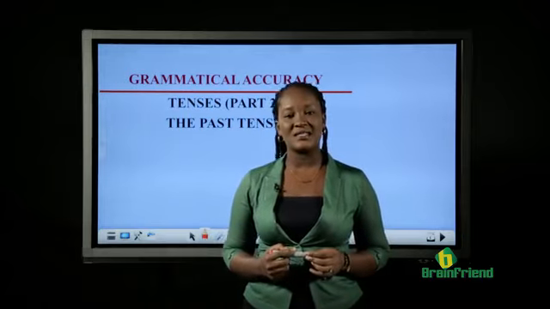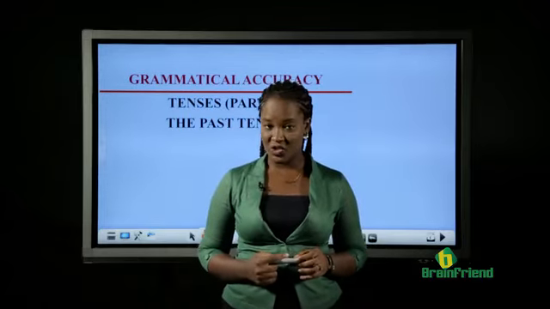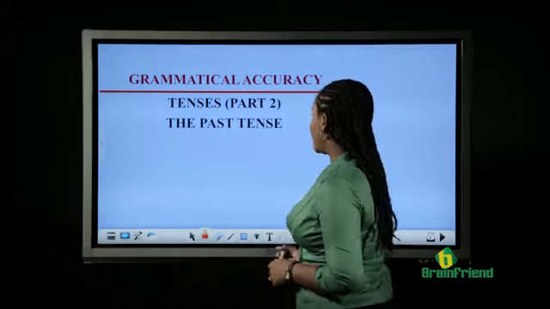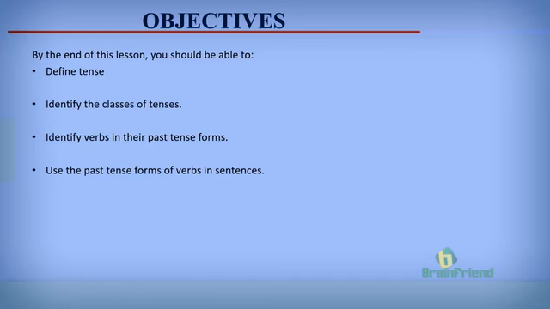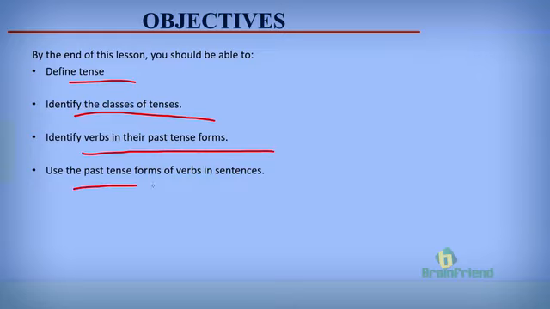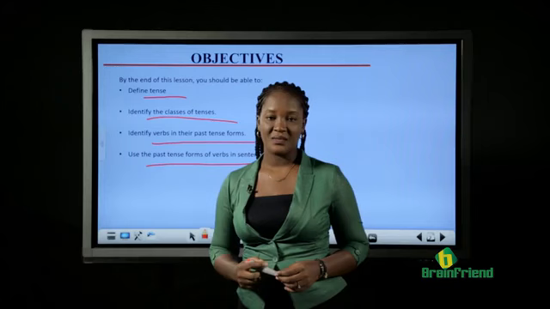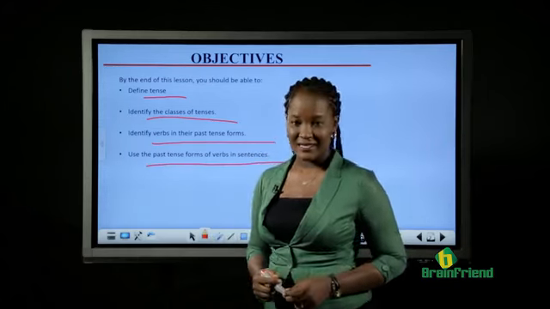Now, before we go into our lesson, let's take a look at the objectives for this lesson. By the end of today's lesson, you should be able to define tense, identify the classes of tenses, identify verbs in their past tense forms, and use the past tense forms of verbs in sentences. Now let's go into our lesson.